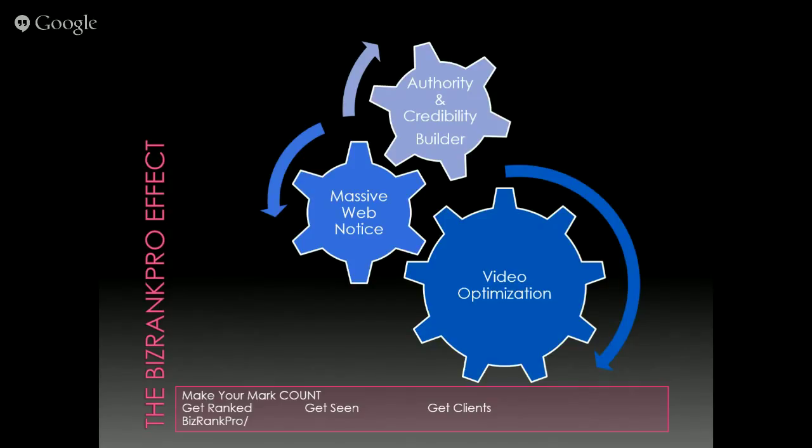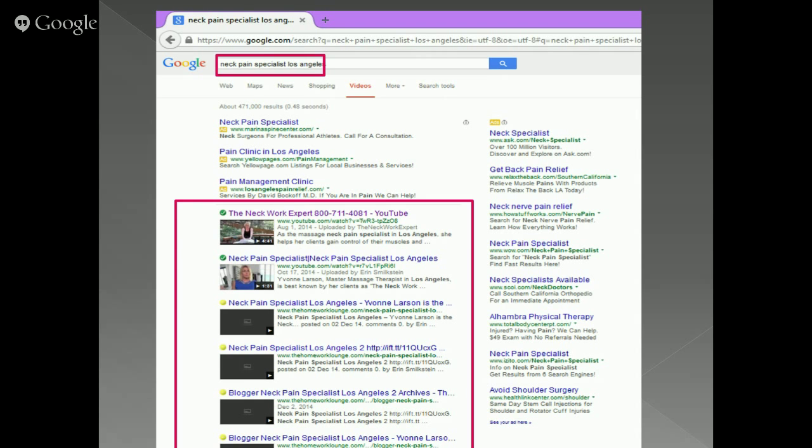Well, that's what we call the BizRank Pro effect. Now, I'll tell you a little bit more about my BizRank Pro and why I call it BizRank Pro in a little bit. But ultimately, the biggest wheel is we are going to get your videos optimized. We are going to make sure that people are seeing you so that you are getting massive web notice and building your authority and credibility. This can happen pretty quickly.